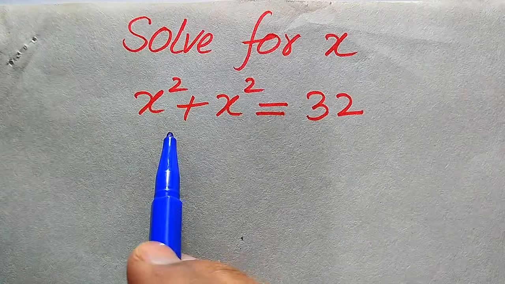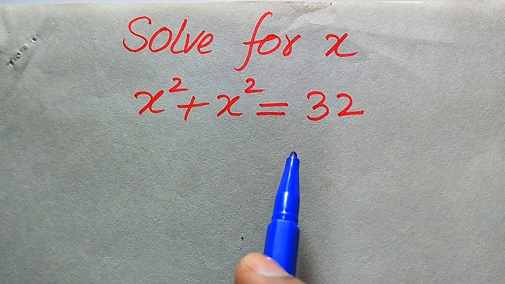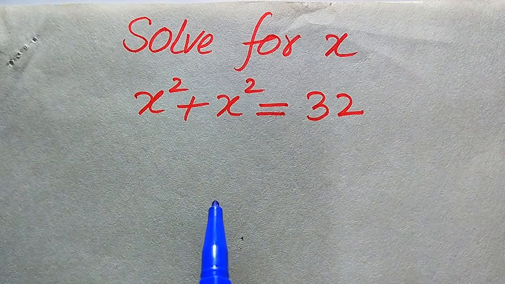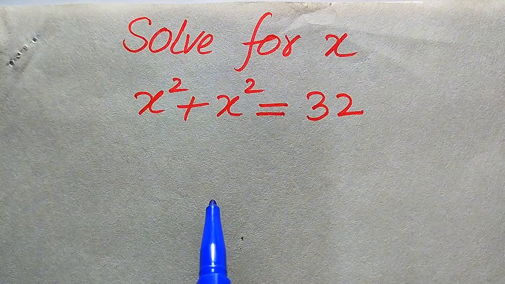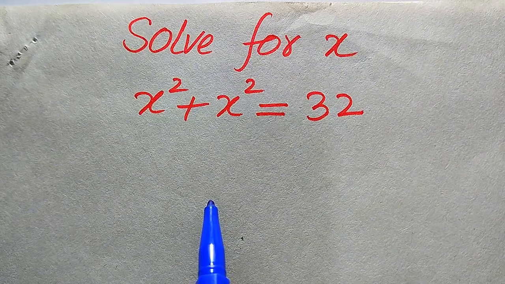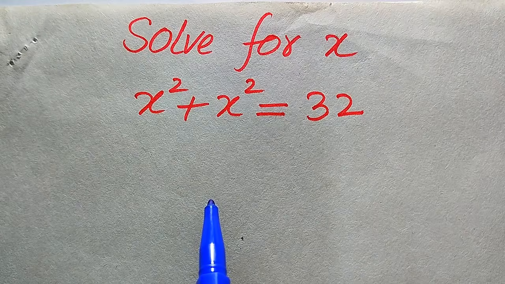So here we have x square plus x square is equal to 32, and we solve this problem for all the values of x. So here first we need to find all the roots of this equation, and at the last we will verify which of the roots are solutions and which of the roots are extraneous roots.